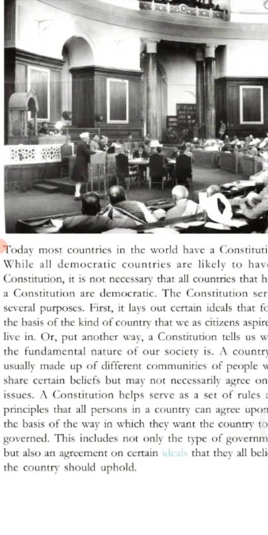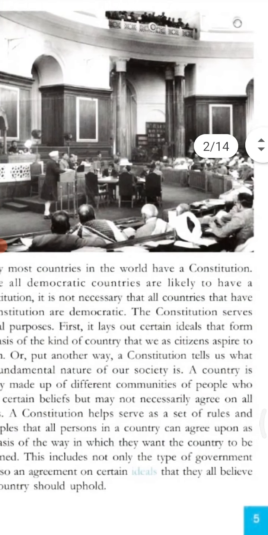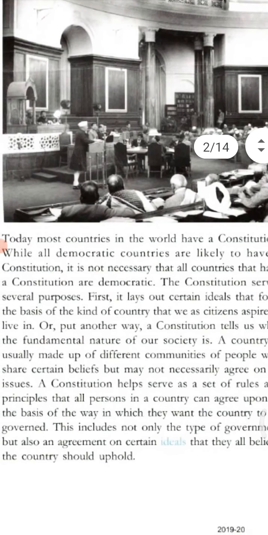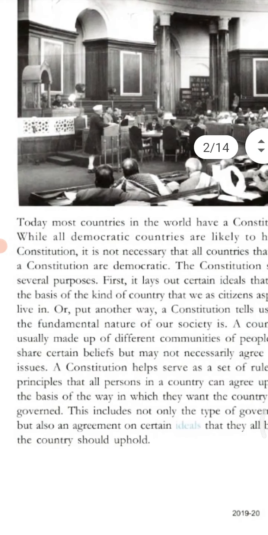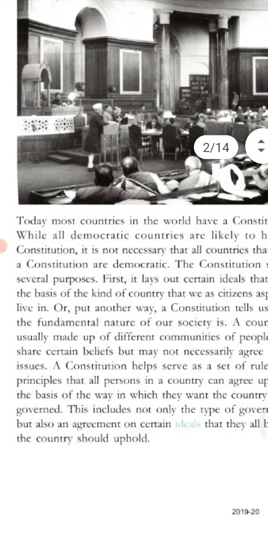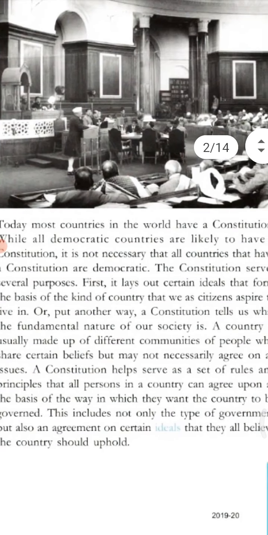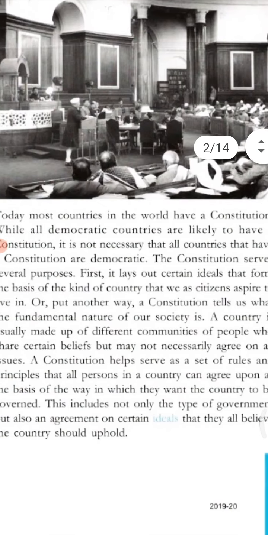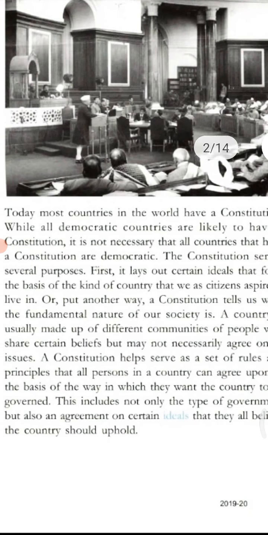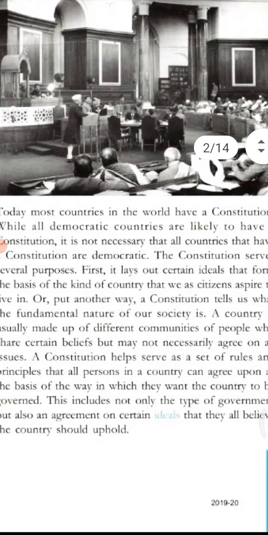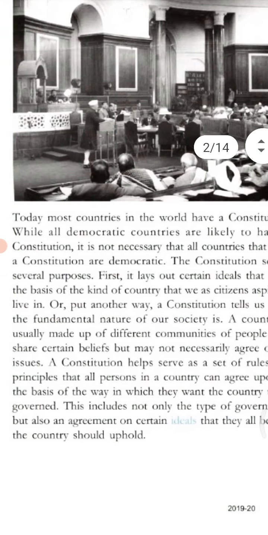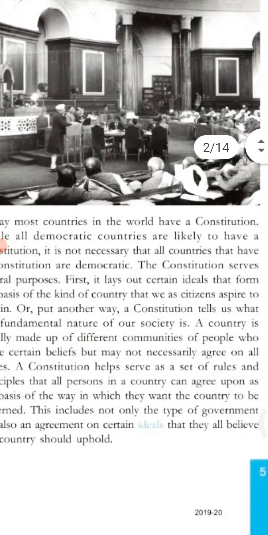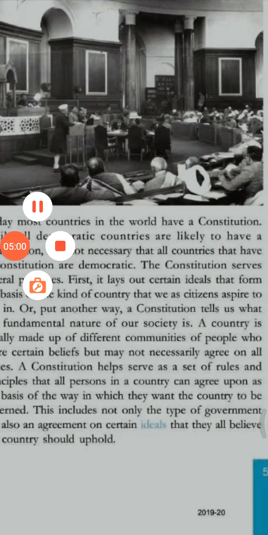The constitution serves several purposes. First, it lays out certain ideals that form the basis of the kind of society or the kind of country that we as citizens aspire to live in. Means it tells the fundamental nature of the country. Put another way, a constitution tells us what the fundamental nature of our society is.